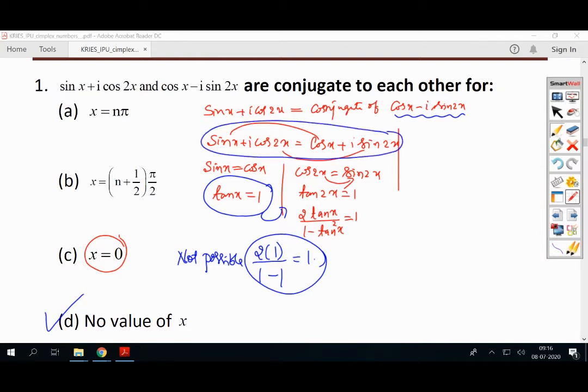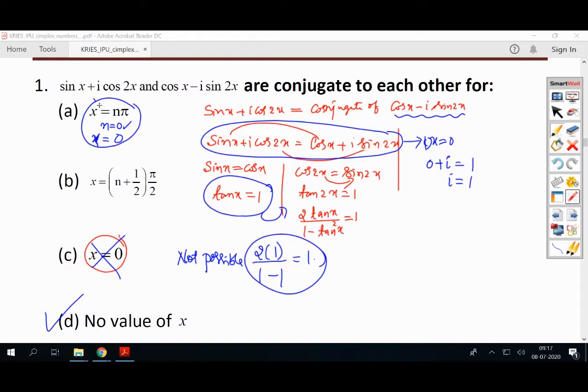If you put x is equal to 0 in this, I am going to verify option C. Sin 0 is 0, plus i into cos 0, it is 1, so i. Cos 0 is 1, i sin 0 is 0. So i is equal to 1 is coming, which is not correct. Therefore option C is not a choice for you. Again, here if I make n equal to 0, n is any integer, you are getting x is equal to 0, which is exactly the same as your option C. So I can immediately discard option A, it is not a choice.